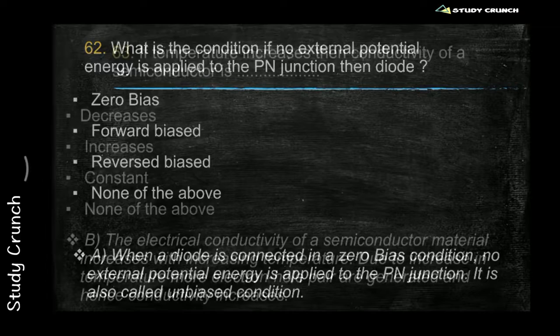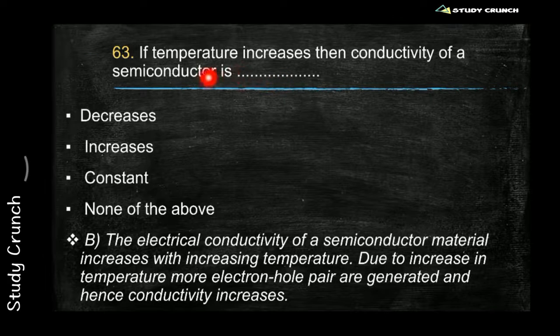Next, if the temperature increases, then the conductivity of a semiconductor will. So it will increase. Remember, if the temperature will increase, the conductivity will also increase. As the conductivity of semiconductor material increases with increase in temperature, electron hole pairs are generated and hence the conductivity will increase.